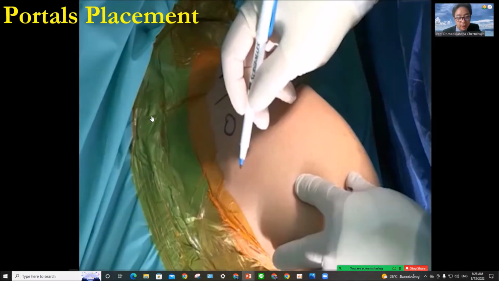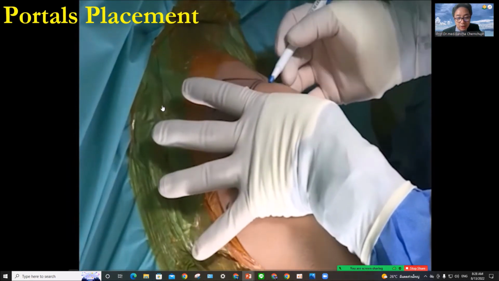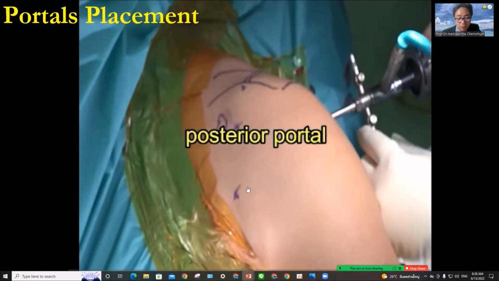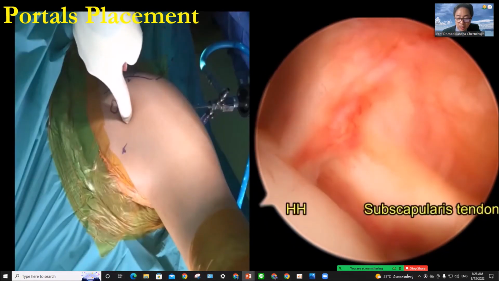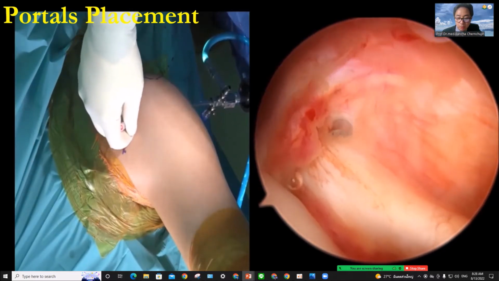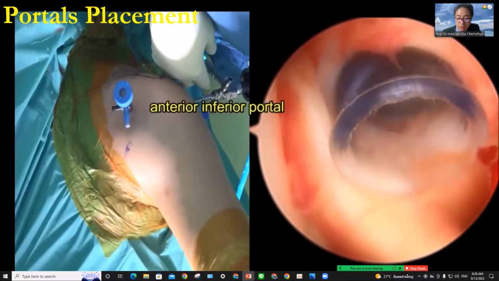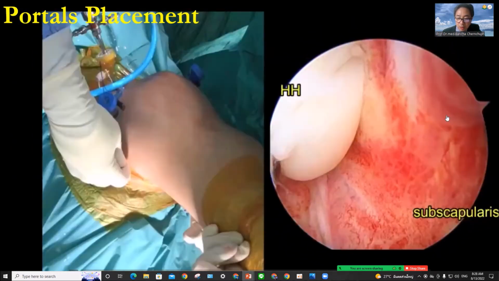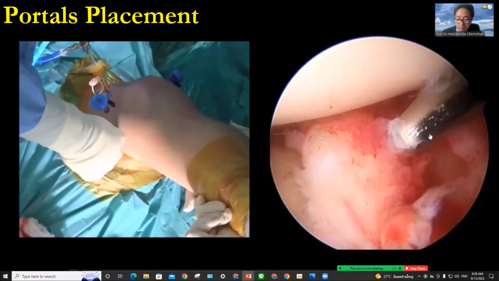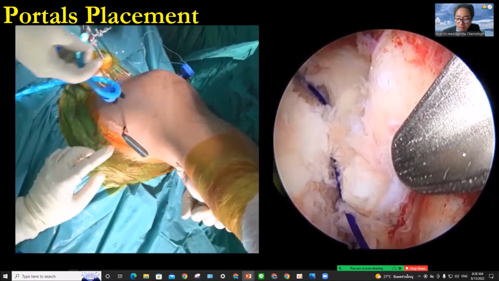Then we make 3 portals in the front. One just underneath the AC joint, one lateral to the coracoid, and another just above the axillary fold, right? When we get into the joint, there's always a breathing. I start with my mid portal first, just above the subscapularis. This is the anteroinferior portal, followed by the portal just underneath the AC joint, and then the 5 o'clock portal. This 5 o'clock portal is quite useful for the Bony Bankart because it's very low. You can pass your spectrum or the instrument very easily.